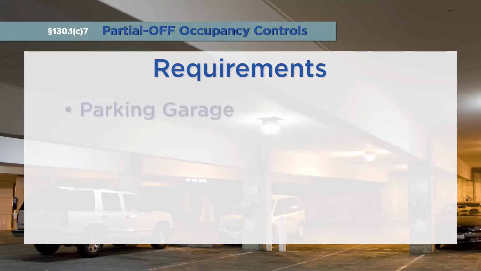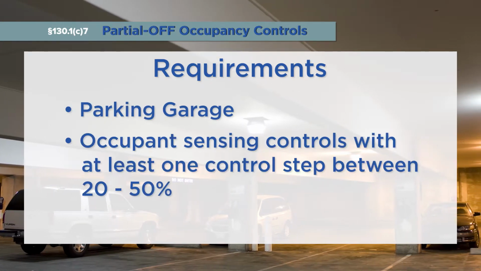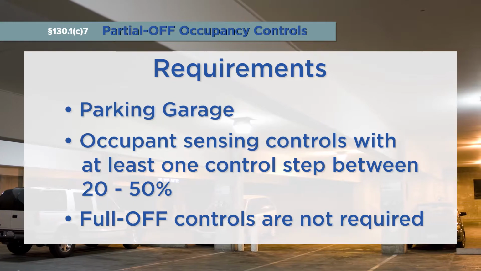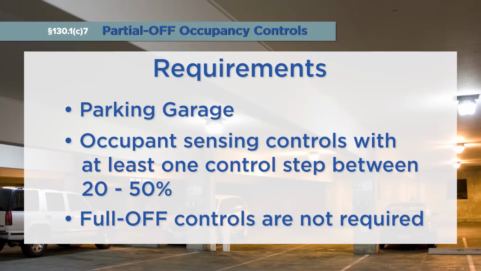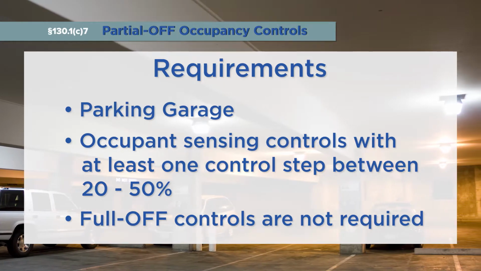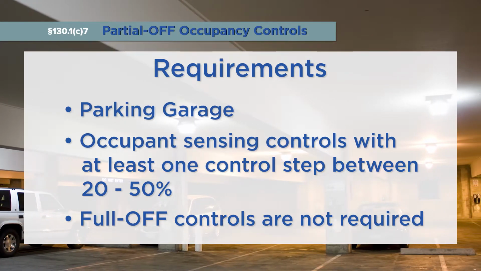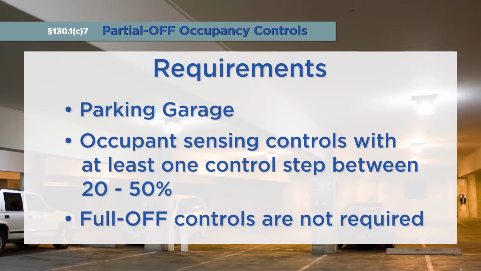Partial off controls are also required in parking garages. In parking garages, parking areas, and loading and unloading areas, general lighting must be controlled by occupant sensing controls having at least one control step between 20% and 50% of design lighting power.